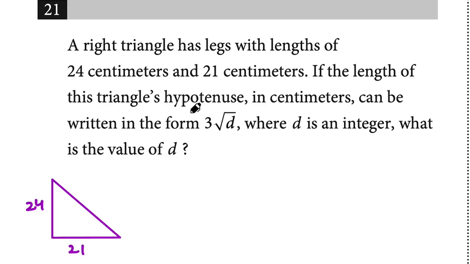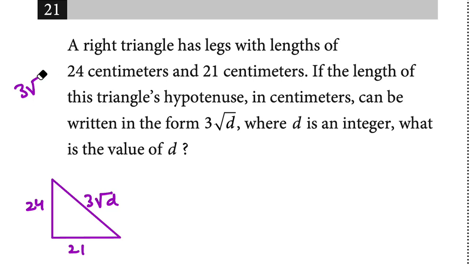If the length of the triangle's hypotenuse in centimeters can be written in the form 3 root d, what is the value of d? Again, this is the second question where using a calculator is not a good option, because when you use a calculator, it gives you a proper decimal number. It does not give you the answer in this format. So we have to do it on our own.